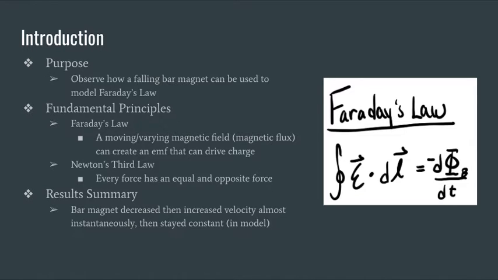These individual current loops are modeled by a column of circular aluminum rings created by wrapping a tube in foil. A brief summary of my results is that the velocity of the bar magnet increases greatly while the bar magnet is falling through the tube, and then in the model, the velocity plateaus.